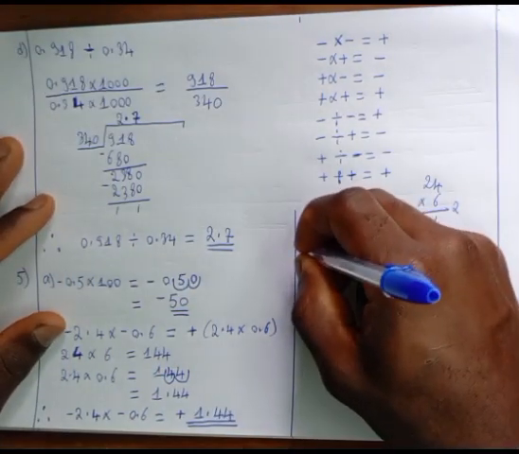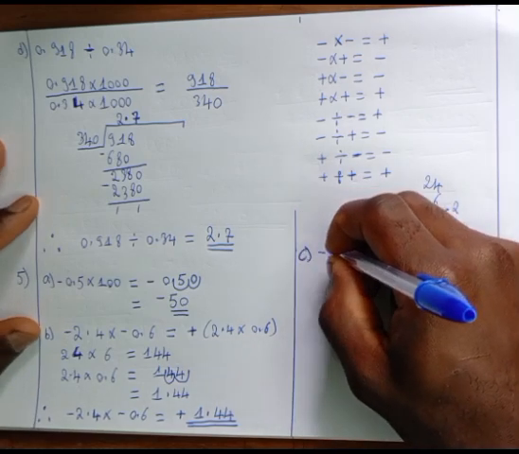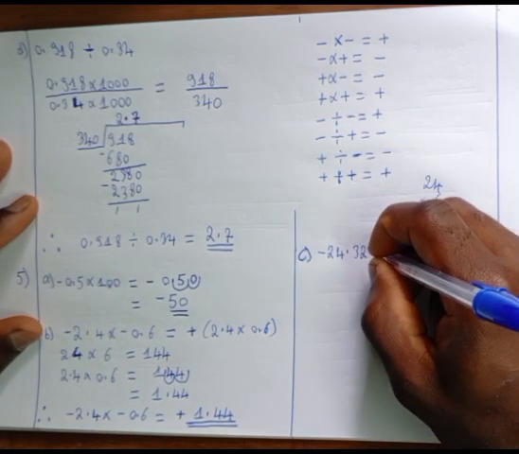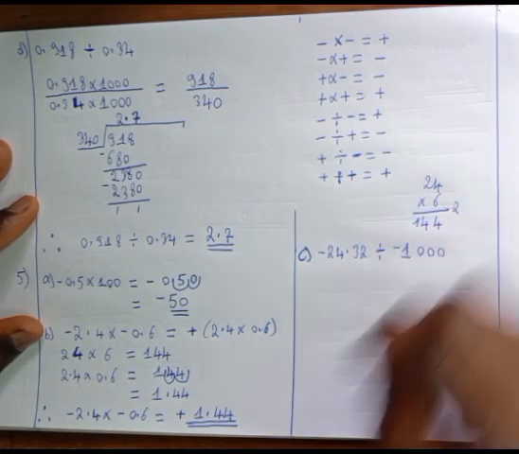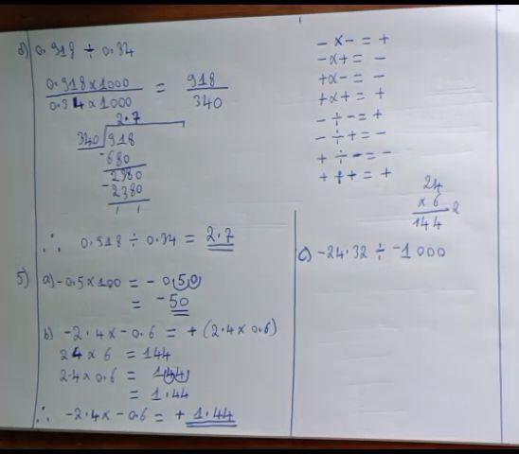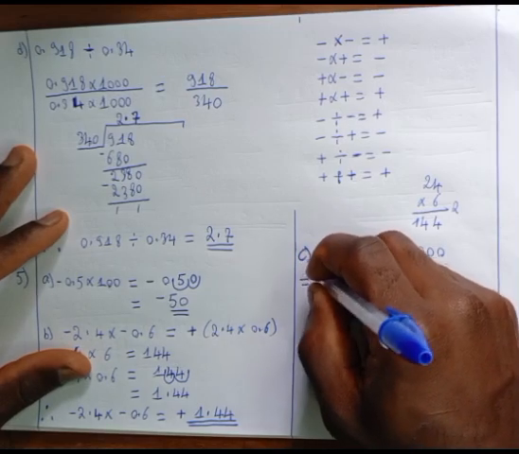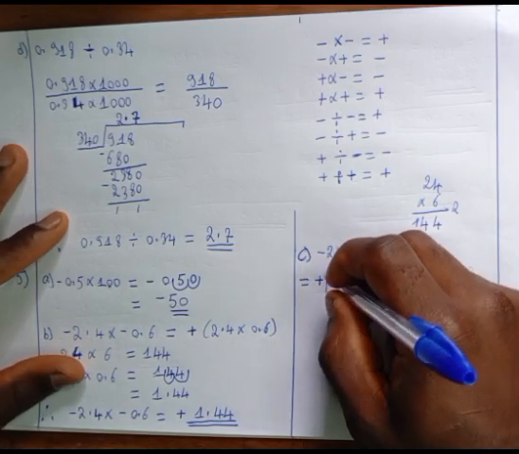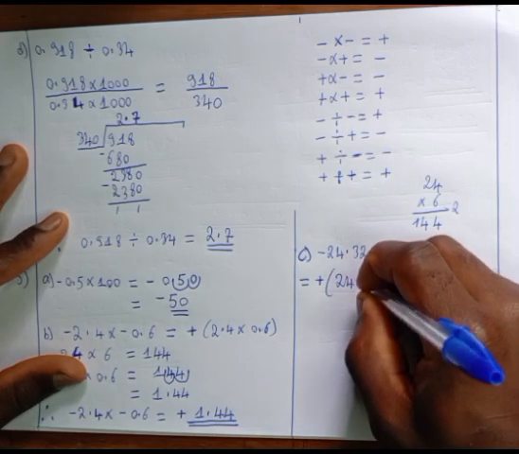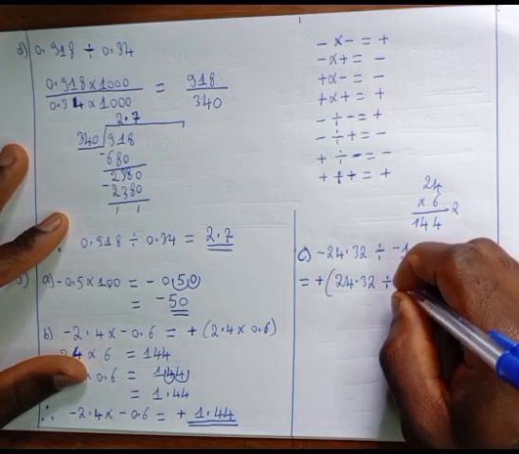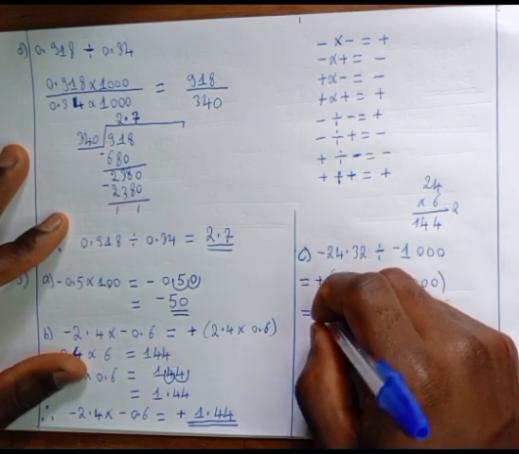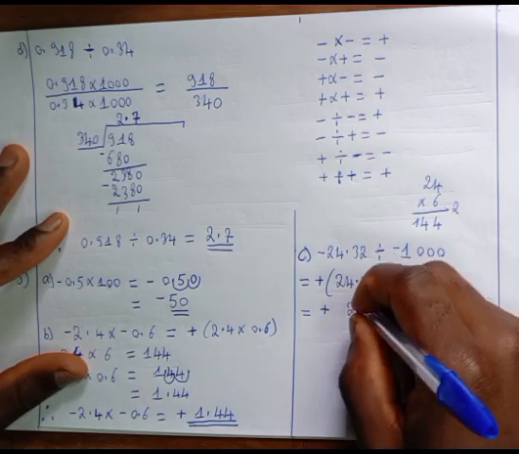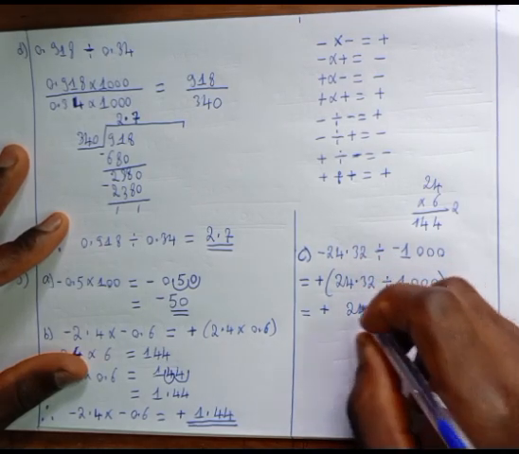C. For question C, we have negative 24.32 divided by negative 1000. We are dividing two negative numbers, so the resulting sign will be positive. So this will be the same as positive 24.32 divided by 1000. So this will give us positive. We are going to write down the number 24.32.